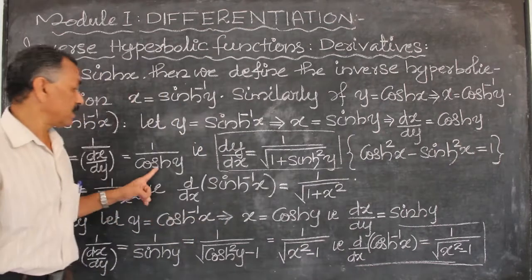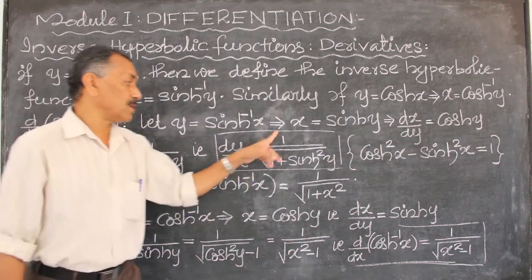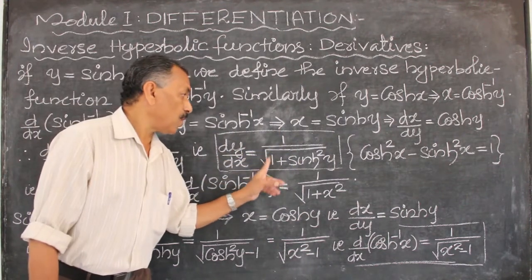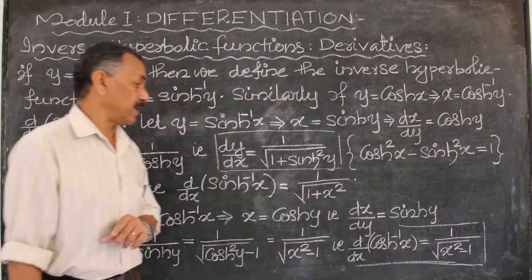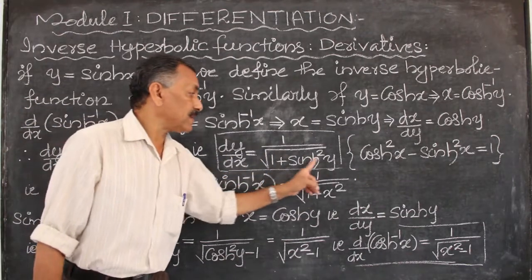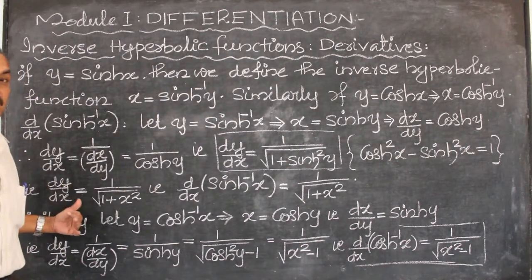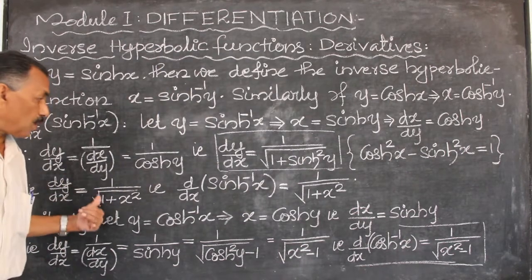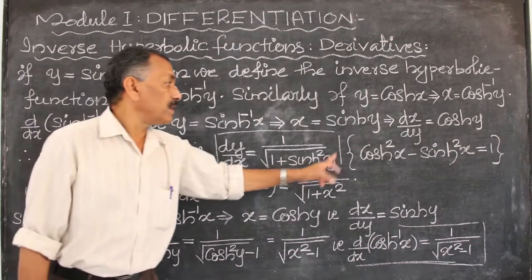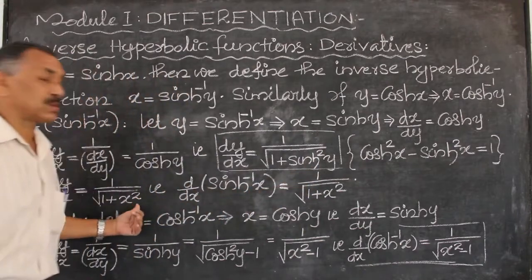Then cosh y is equal to root of 1 plus sinh square y. Okay? That is dy by dx is equal to 1 divided by root of 1 plus what is sinh y? Sinh y is equal to x. Therefore sinh square y is equal to x square.